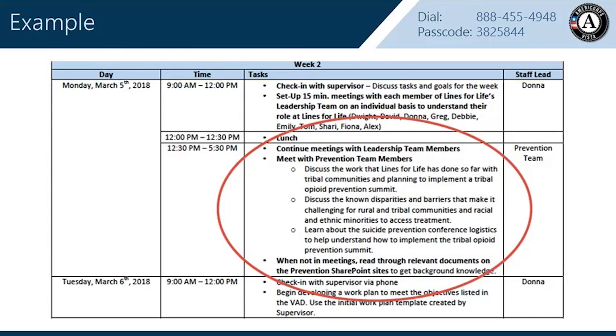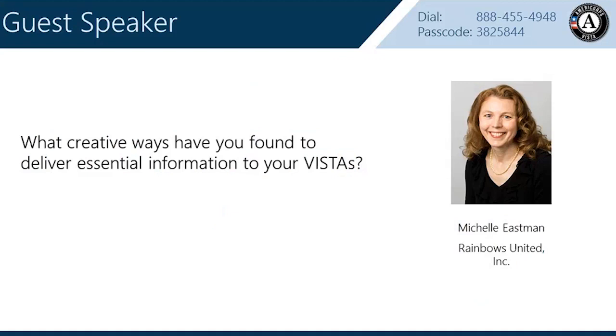And then you'll notice at the very bottom of that rectangle, it says, when not in meetings, read through relevant documents on the prevention SharePoint sites to get background knowledge. That's really what we were talking about with that collateral material. So when they're not otherwise occupied, the VISTA is looking at some of those publications to try to understand the organization a little bit better. Let's go back to Michelle and hear how she delivered some of this OSAT information.